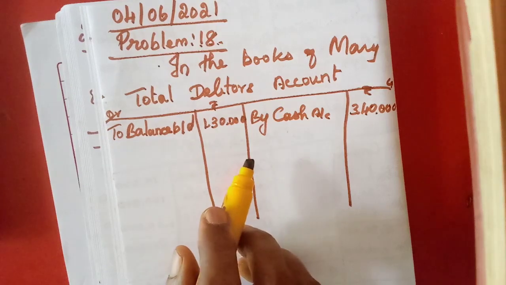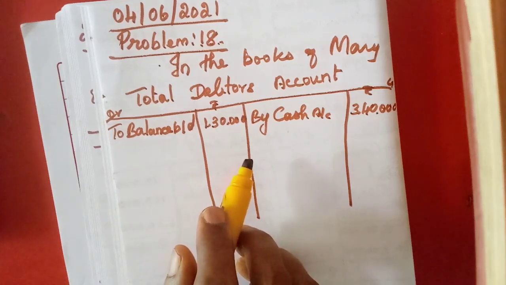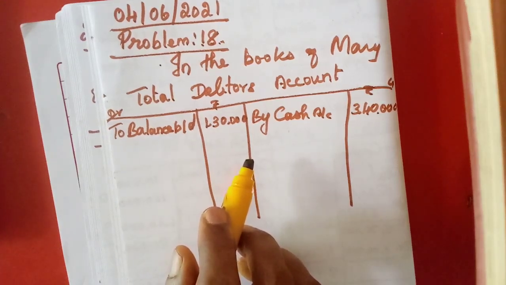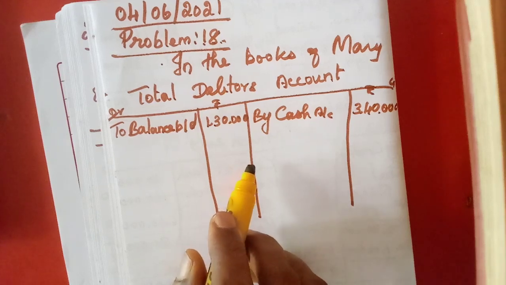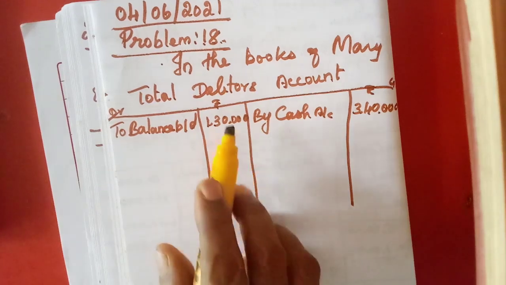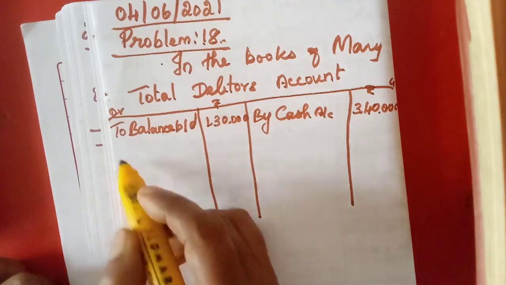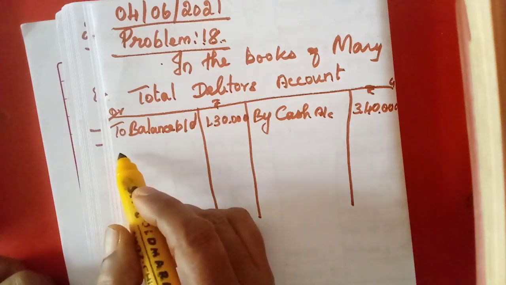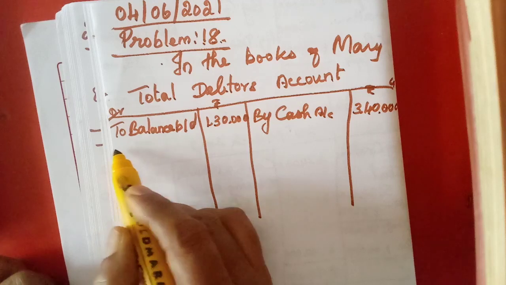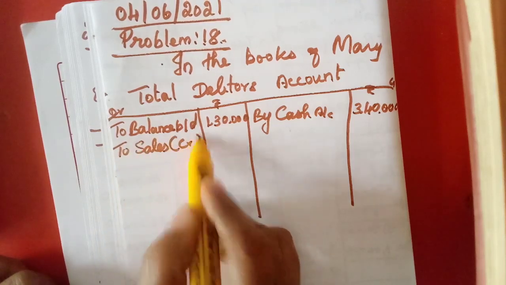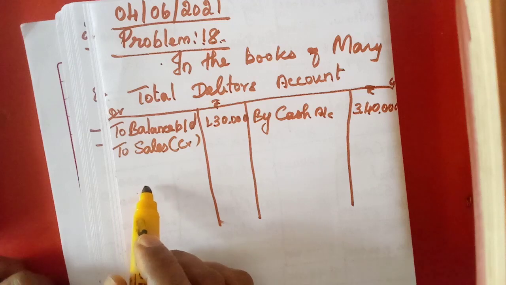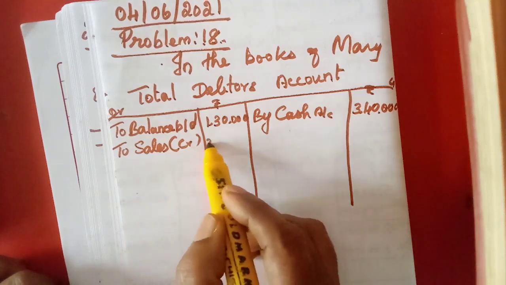Then in the other information, the opening debtors we have written. Then in the additional information, you come to credit sales. Credit sales means debtors account, debtor to sales. Sales credit, 2,90,000.